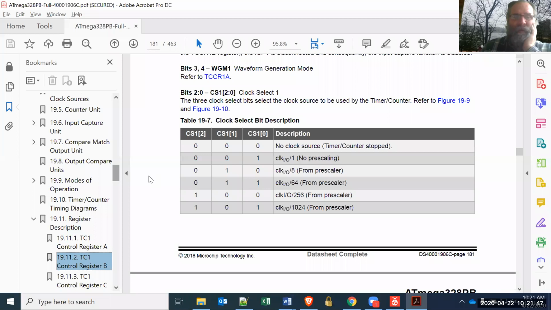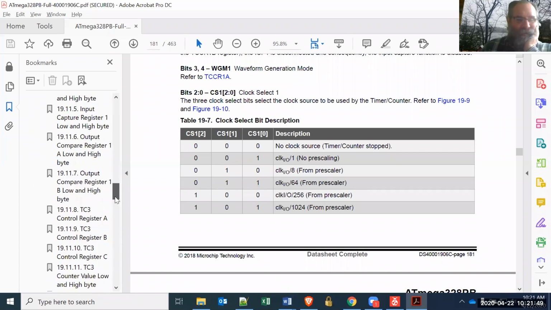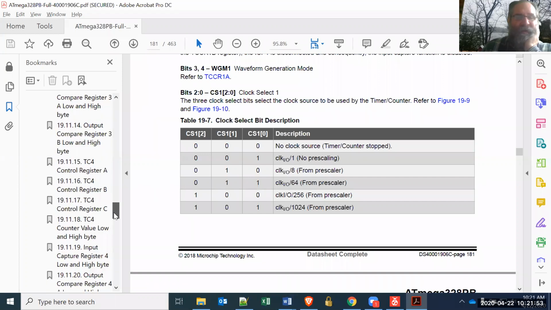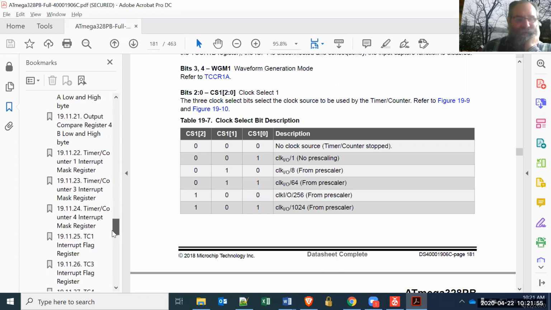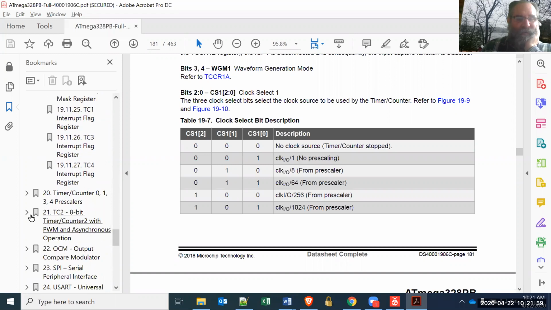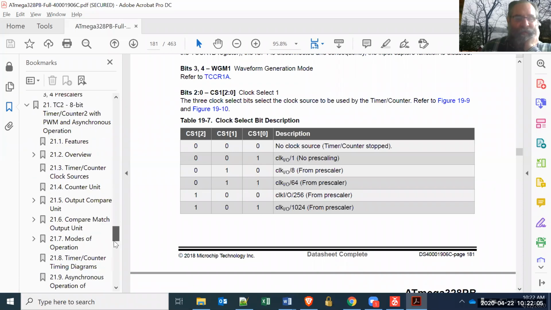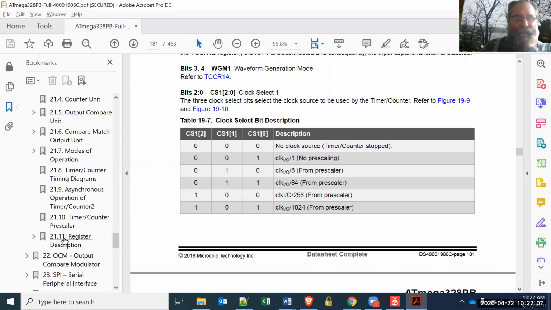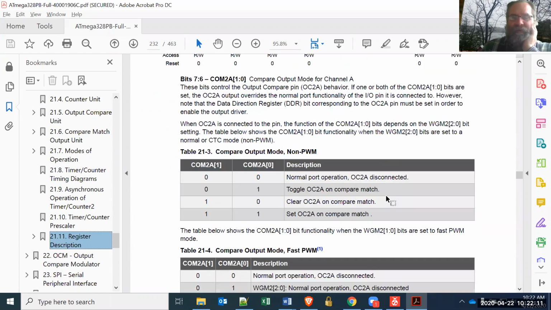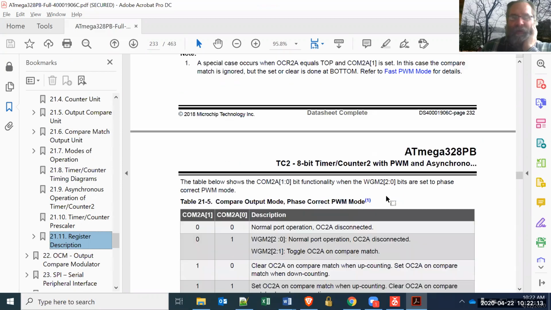If we look at timer 2, timers 1, 3, and 4 are together because they're all 16-bit timers. And then somewhere down here, it talks about timer 2. The thing to note about the registers in timer 2: wave generation mode is going to be very similar, but let's look at clock scaler.